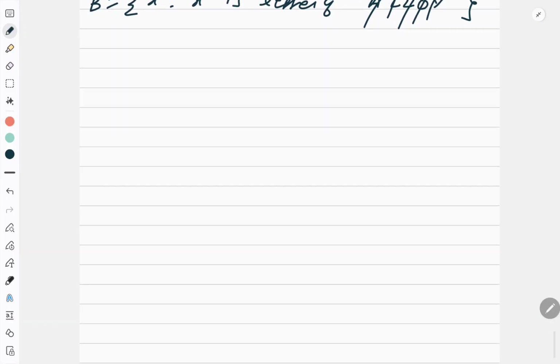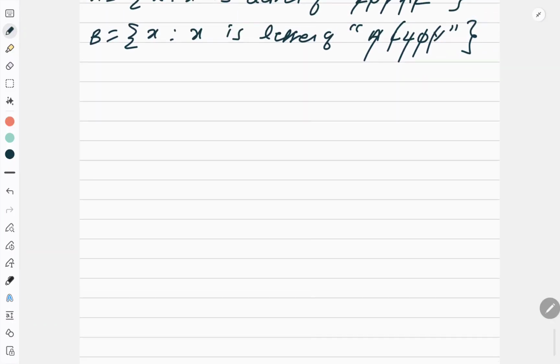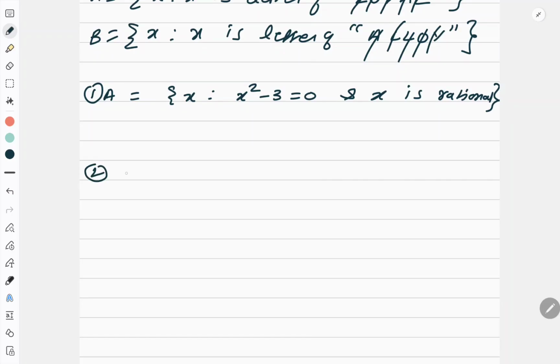Okay. Now, let's see a few examples. I will write down a few questions. You have to check what type of set it is. So I'll suggest all of you, when I write down the question, you pause the video, give the answer, and then check the answers. So I'm writing the questions for you. A is {x such that x squared minus 3 is equal to 0 and x is rational}. Okay, first question. Now second question.